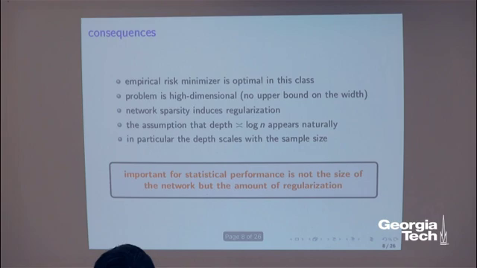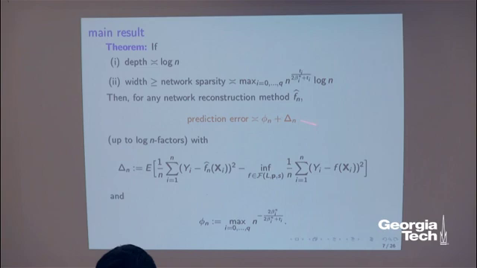Okay, so let me give you some discussion. First of all, what the result tells you is that in this setup, the empirical risk minimizer is optimal, right? Because it makes delta n zero, and then somehow it has the optimal estimation rate. So that's a great thing to have. But unfortunately, it's not computationally feasible.